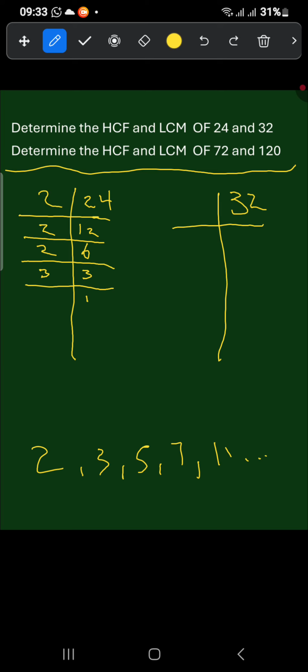You can write now. It means 24 can be written as 2 multiplied by 2 multiplied by 2 multiplied by 3. And 2 times 2 times 2, 2 multiplying itself 3 times, is the same as 2 to the power 3, times 3. So 2 to the exponent 3 multiplied by 3.